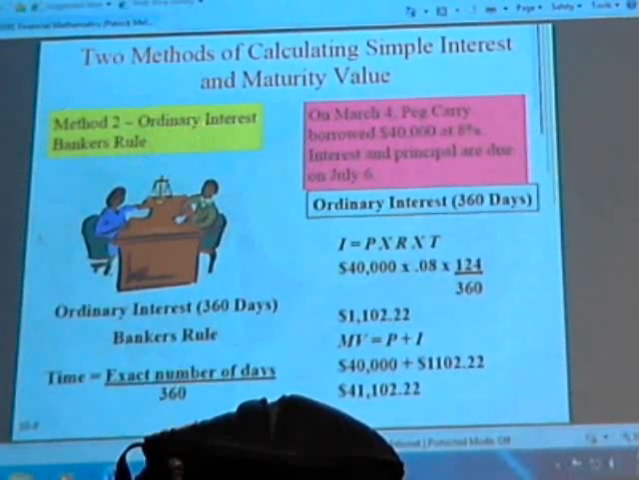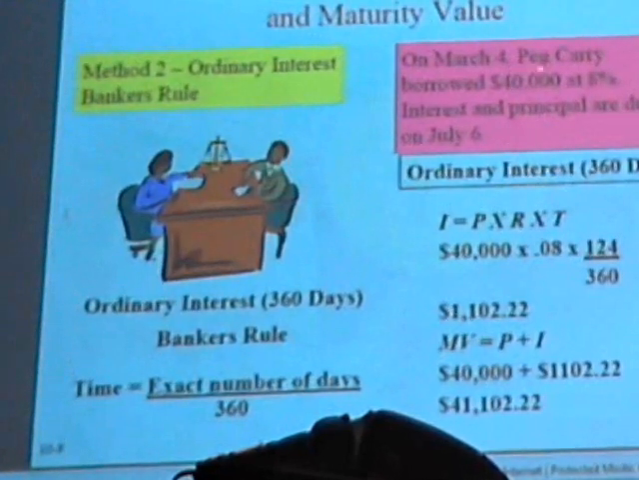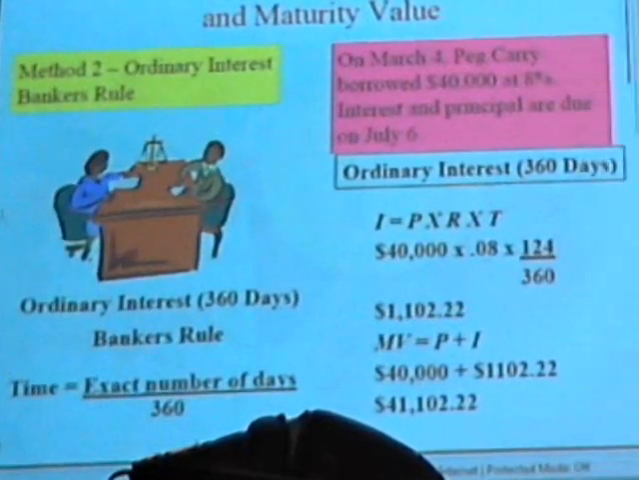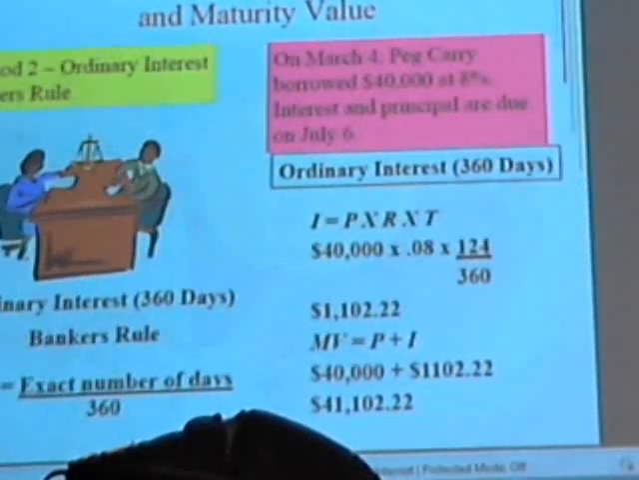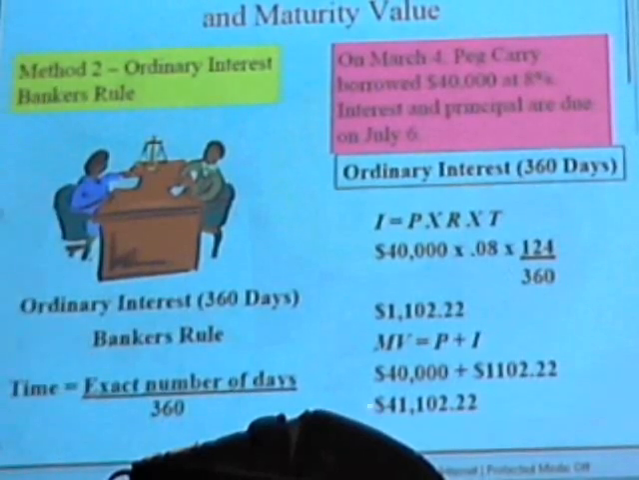Okay, we have ordinary interest now. Notice it's different. It uses 360 instead of 365. That is the only thing different. Over here, this is the same exact problem: the same person, the same principal, the same rate, and the same time. The only thing different is 360. Now, what do you notice? Look at the total amount that we're paying back. Well, you can look at the interest first. 1102.22. Is that more or less than the previous example?